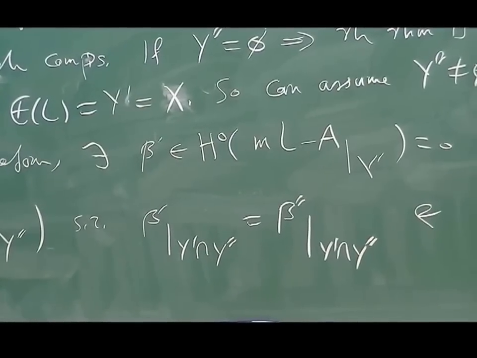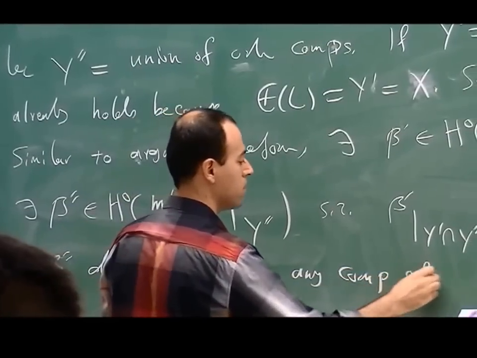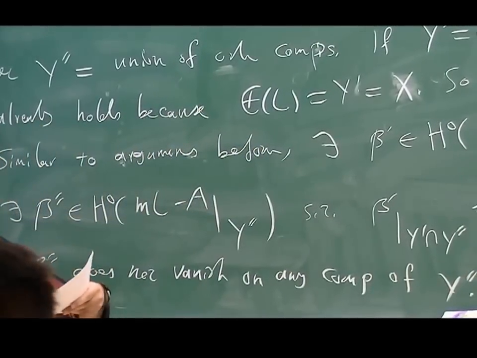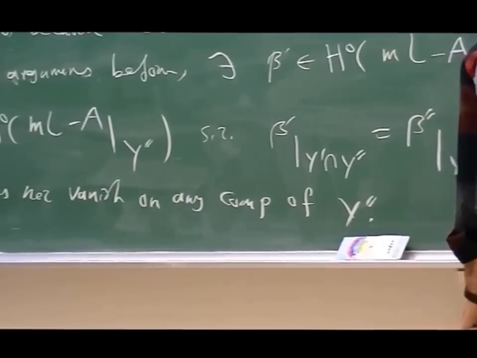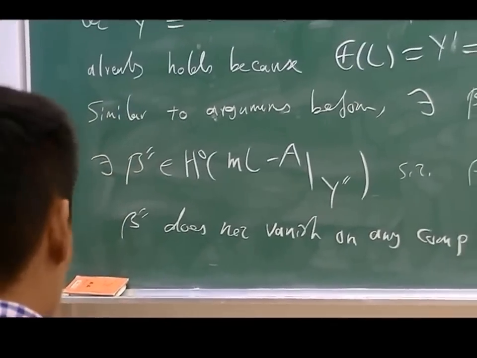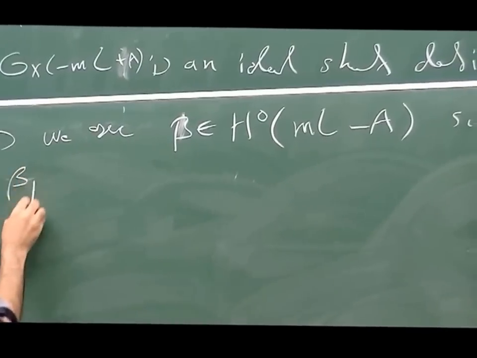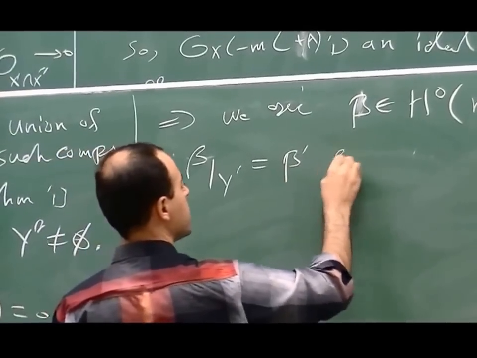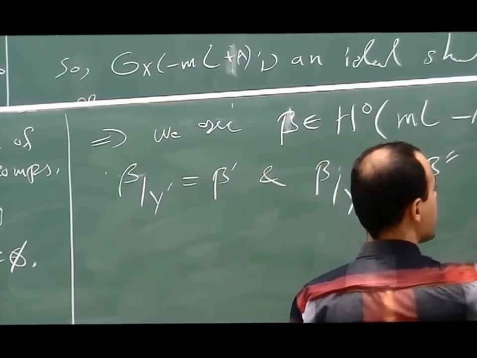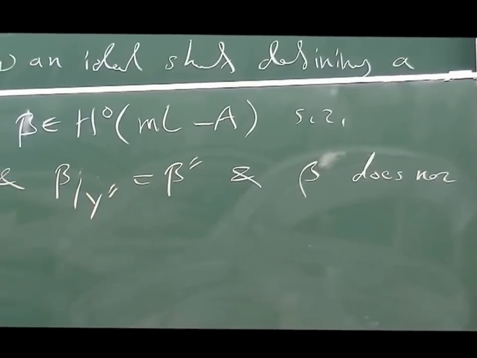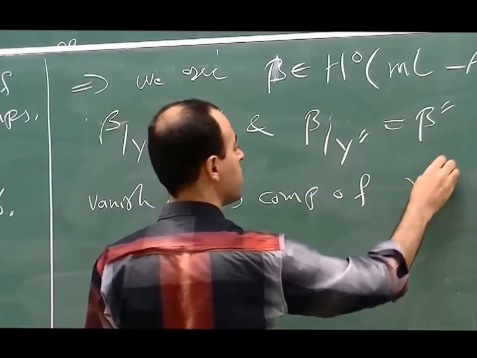And such that beta double prime does not vanish on any component of Y double prime. So you can glue these two together, you will get a section which vanishes on Y prime, but not on Y double prime. So we get beta, a section of ML minus A, such that its restriction to Y prime, that is beta prime, is just zero, and its restriction to Y double prime is beta double prime. And as I said, beta double prime does not vanish. Sorry, beta does not vanish on any component of Y double prime.